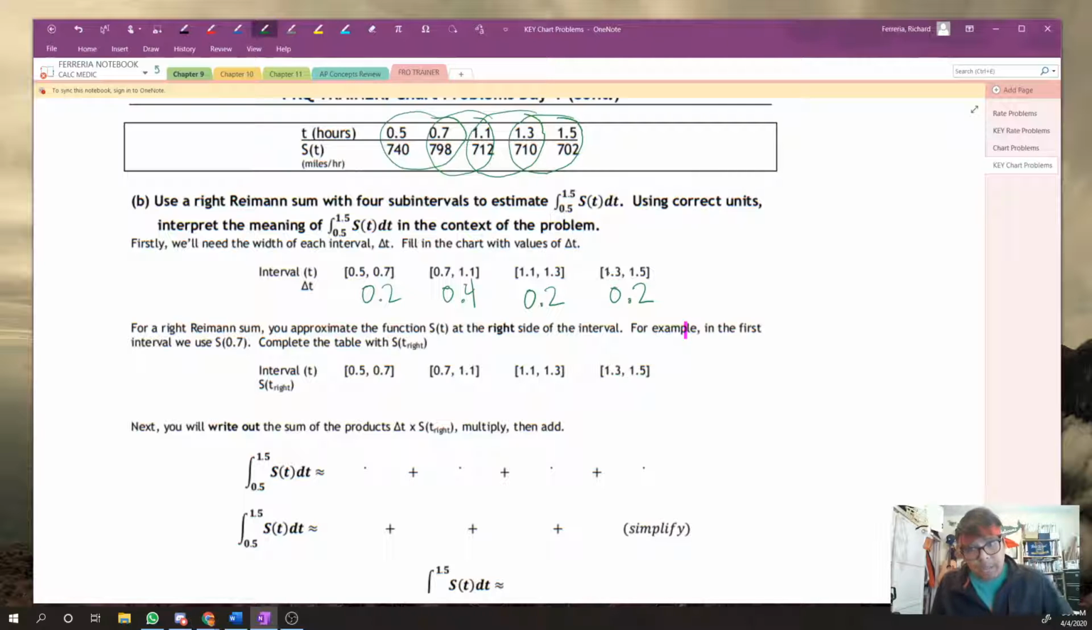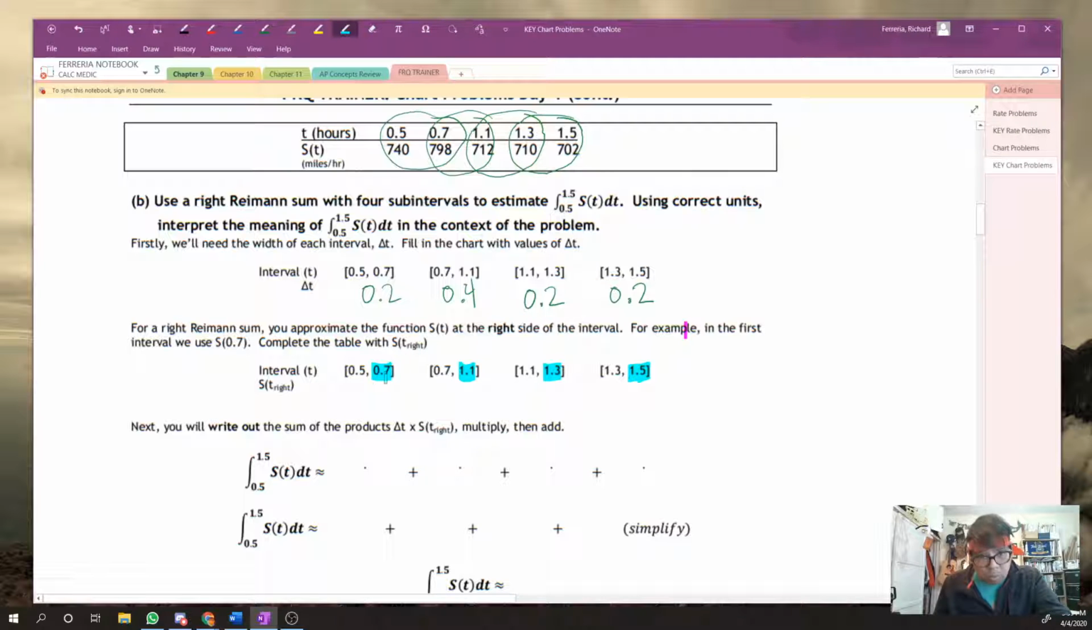Next, you want to get the height of the rectangle by looking at the right side of the interval. So what I'm going to do next is highlight where the right side of the interval is for all of these next ones. What's nice about writing out the intervals like we did here is that the right side of the interval is literally the number on the right. And if you mess that up, I don't know what to say to you.